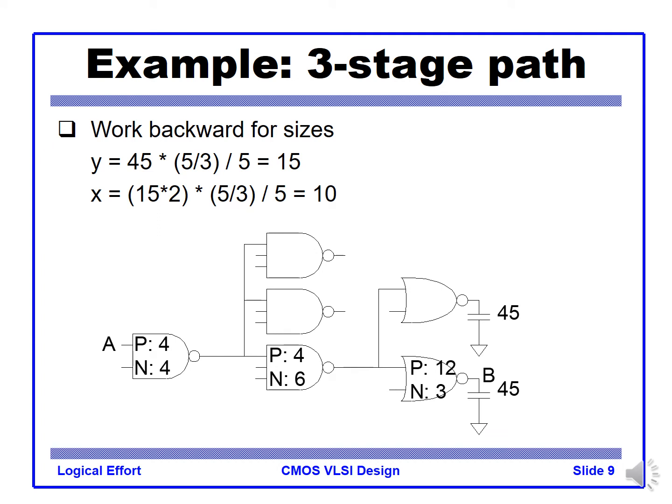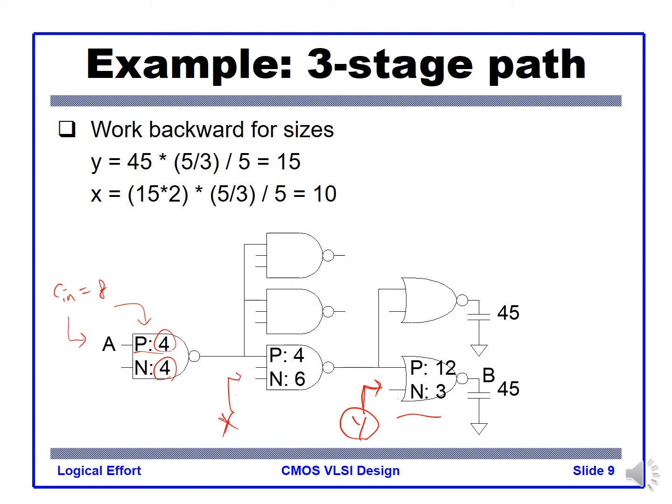So we started from C in equal to 8. So we know that the PN ratio is 1 to 1, so it should be 4 and 4 for the 2-input NAND gate. To calculate the X, we have to back propagate from the last one. So we have to calculate the Y, so the input capacitance, that Y determines the input capacitance.